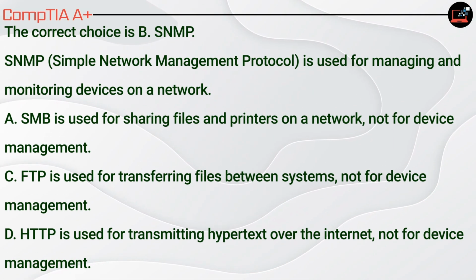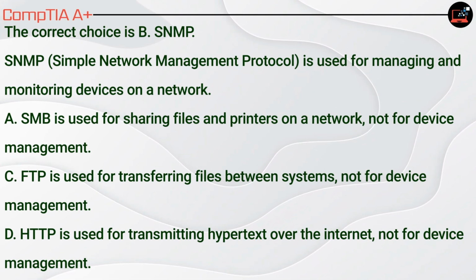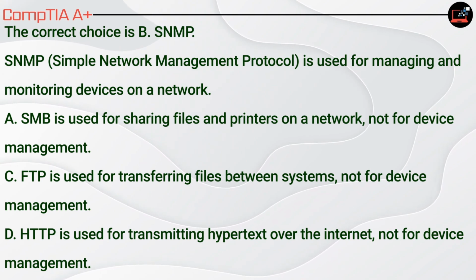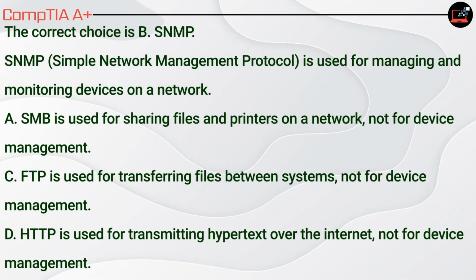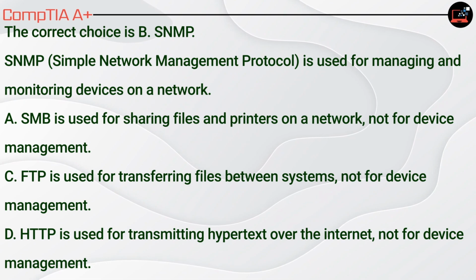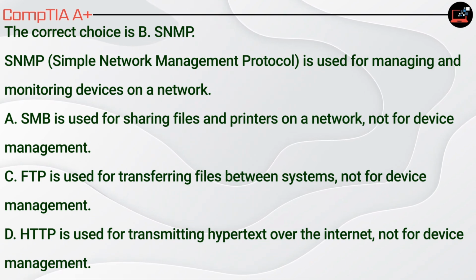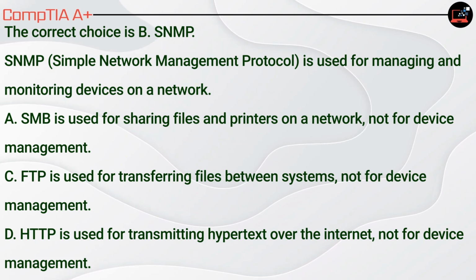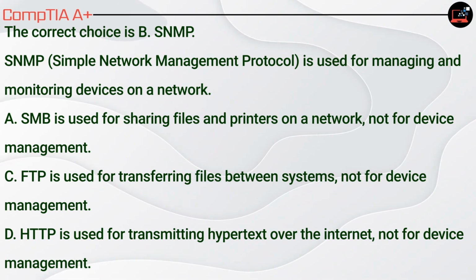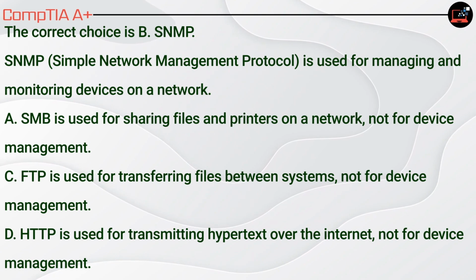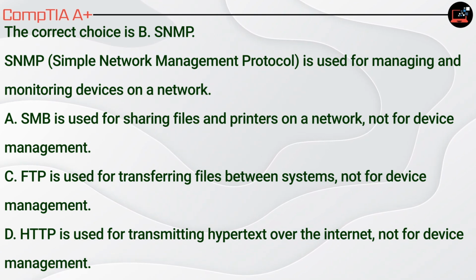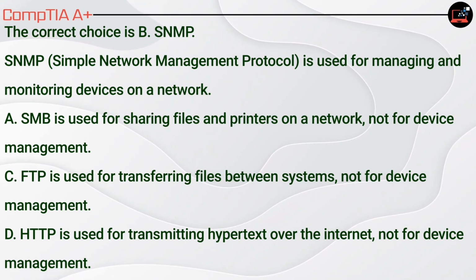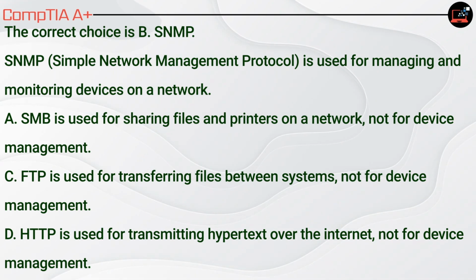The correct choice is B, SNMP. Simple Network Management Protocol is used for managing and monitoring devices on a network. A, SMB is used for sharing files and printers on a network, not for device management. C, FTP is used for transferring files between systems, not for device management. D, HTTP is used for transmitting hypertext over the internet, not for device management.